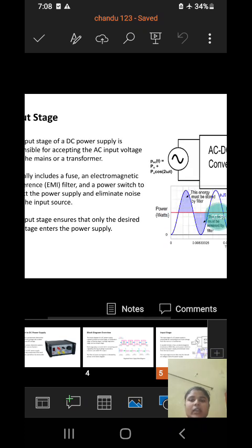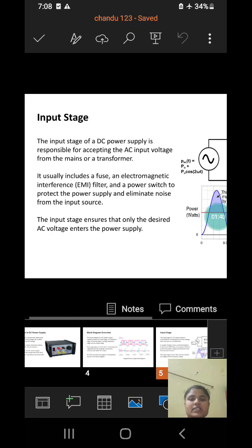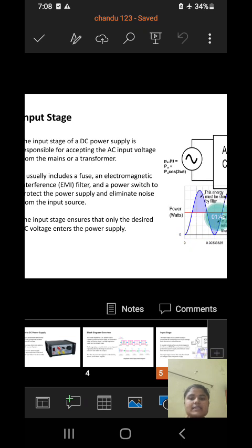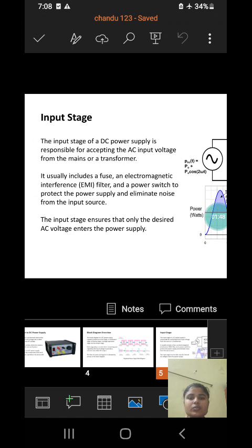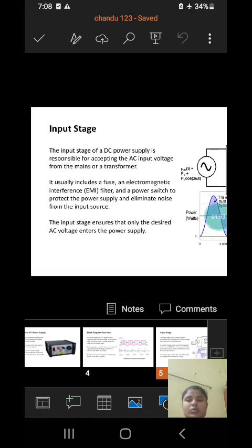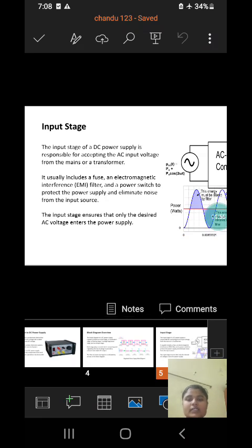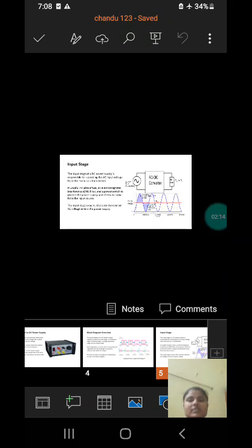Input stage. The input stage of a DC power supply is responsible for accepting the AC input voltage from the mains or a transformer. It usually includes a fuse, an electromagnetic interference (EMI) filter, and a power switch to protect the power supply and eliminate noise from the input source. The input stage ensures that only the desired AC voltage enters the power supply.